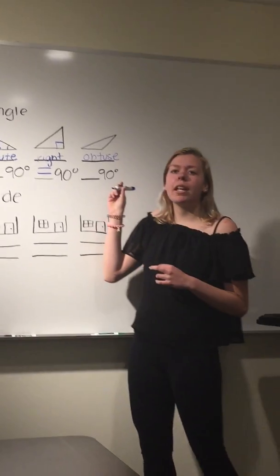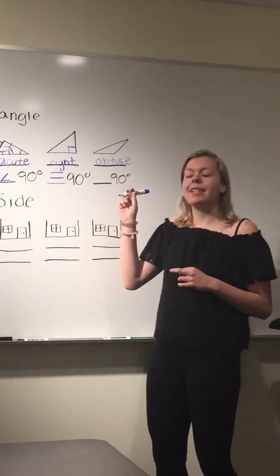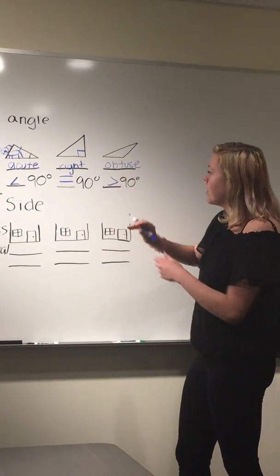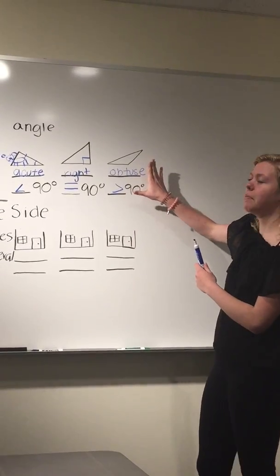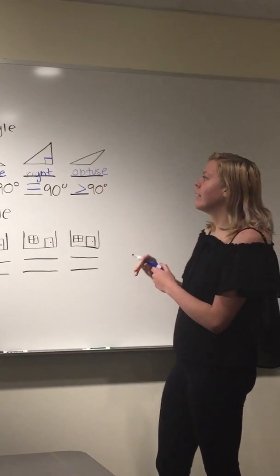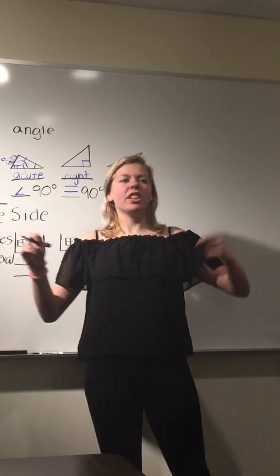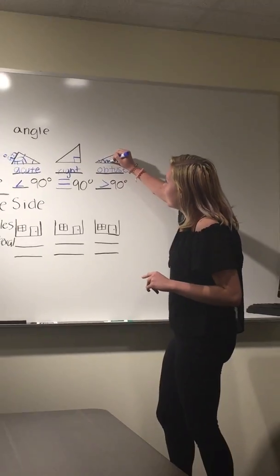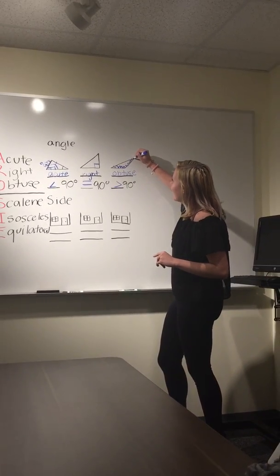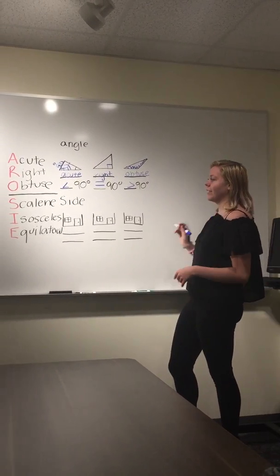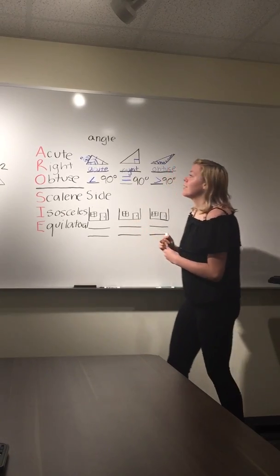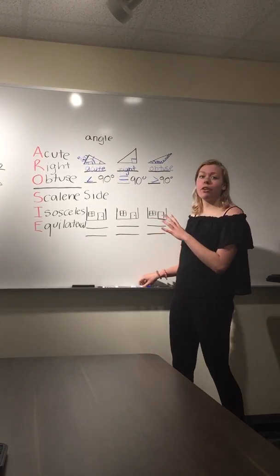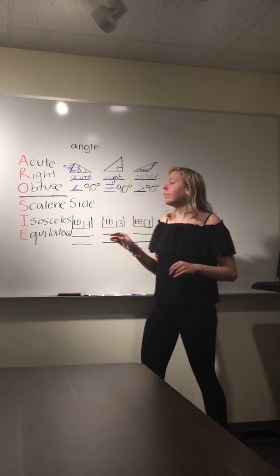The next one is obtuse. This means that one of the angles is greater than 90 degrees. So when we put up our hand, it doesn't make an L. So that means greater than. How you can think of obtuse is like a huge crocodile. So we can draw the little teeth in, just to remember it's a huge crocodile and it's larger than 90 degrees.